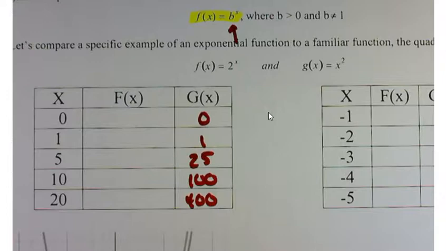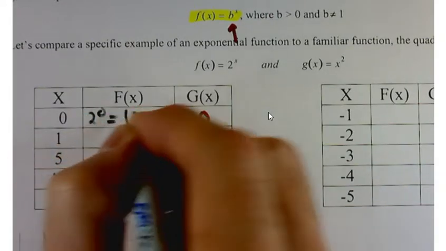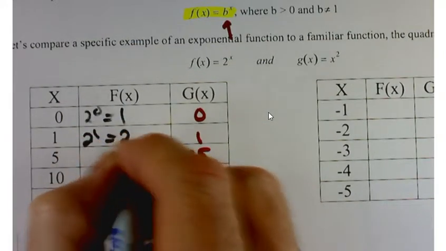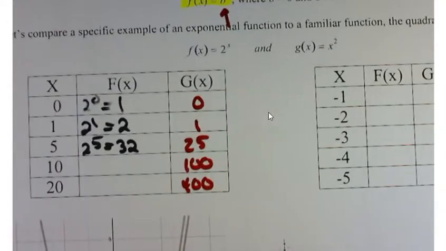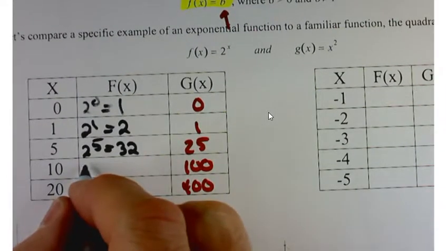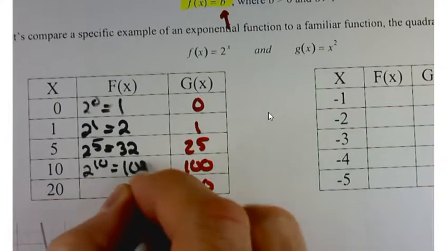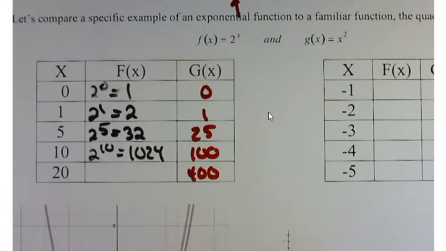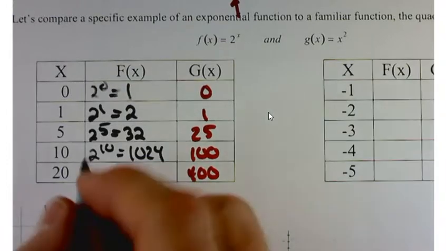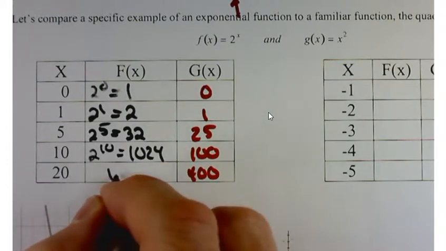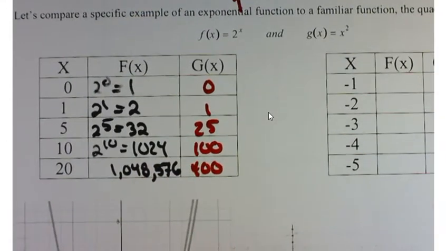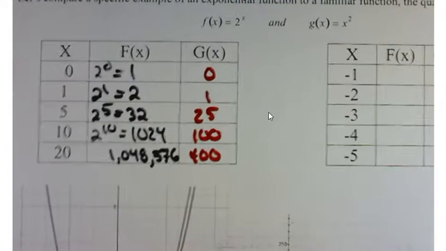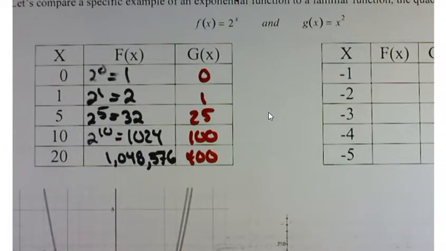2 to the 0 power. What's 2 to the 0 power? 1. 2 to the 0 is 1. 2 to the 1 is 2. 2 to the 5. Who can do that one? Well done. 32. Now if you square that, 2 to the 10th power, 32 squared is 1,024. And the last one, let me show off here a little bit. If I square this, I'll get 1,048,576. Wow.